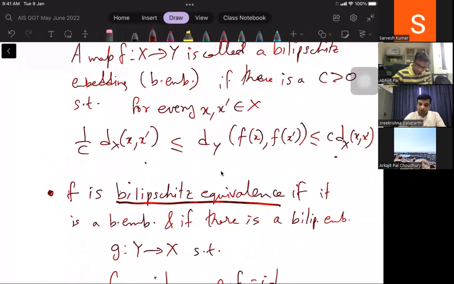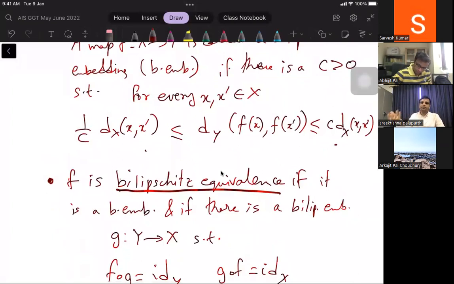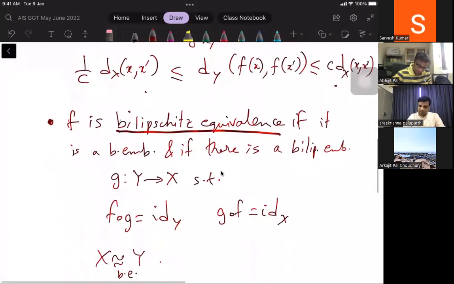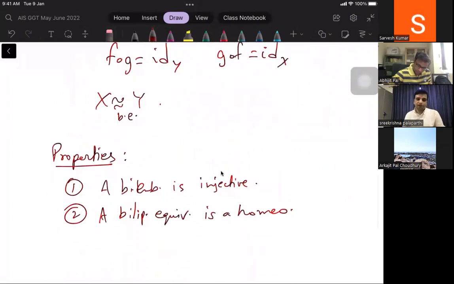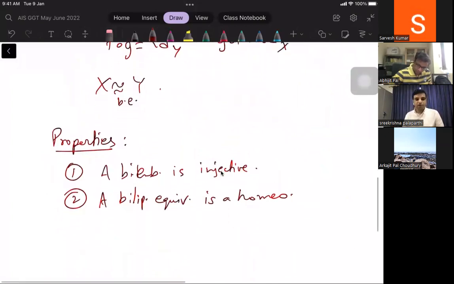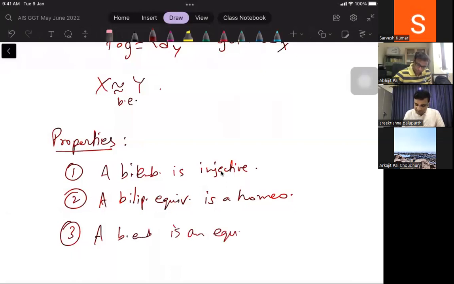Clearly, it's a homeomorphism because, with respect to the topologies induced by the metrics, you can show that balls are broadly preserved. One ball embeds into the other, and the other embeds into the first. So it's an open mapping, and so this is a homeomorphism. All of these properties can be easily checked. Then a bi-Lipschitz embedding is a bi-Lipschitz equivalence if and only if it is a bijection. The converse part of this is interesting.